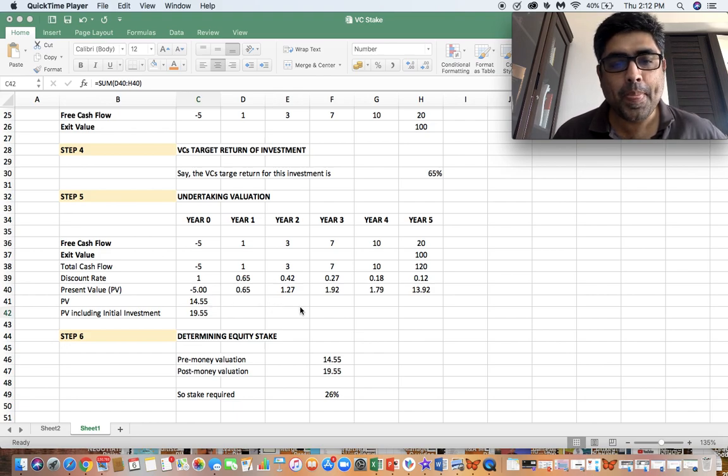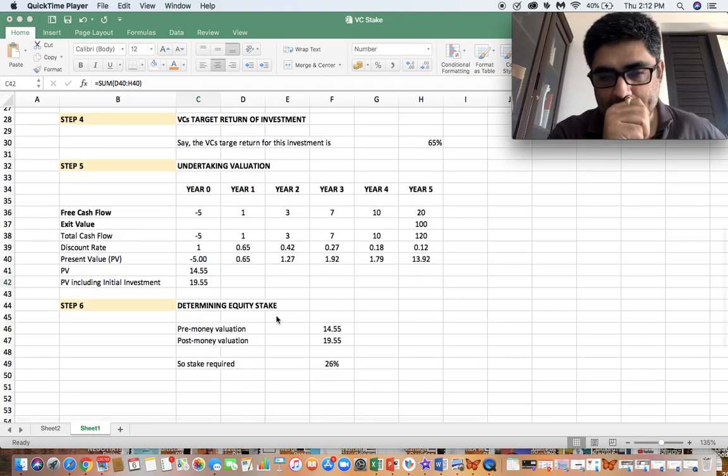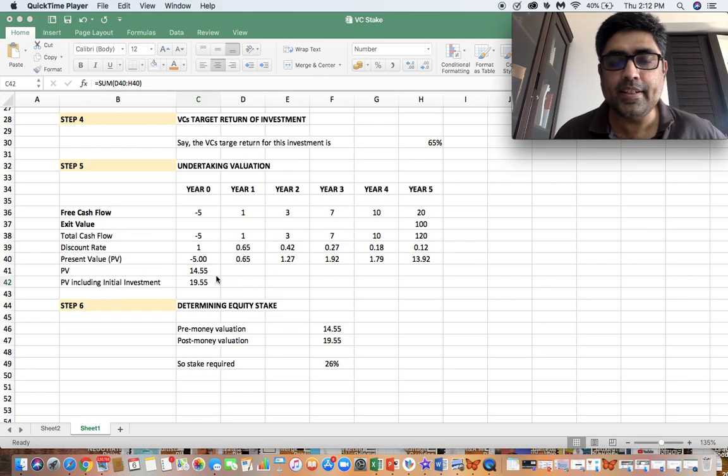And as step 6, we determine the equity stake. The pre-money valuation, as we have seen earlier, gets to be 14.55, and the post-money valuation, which includes the initial investment that has been decided to be injected, gets to be 19.55. So the stake required gets to be 5 by 19.55, that is 26%.